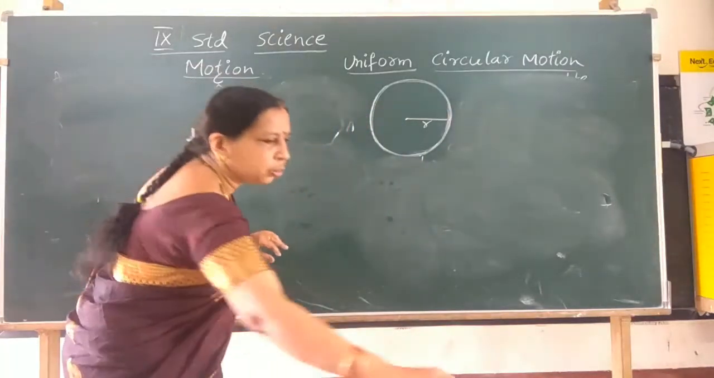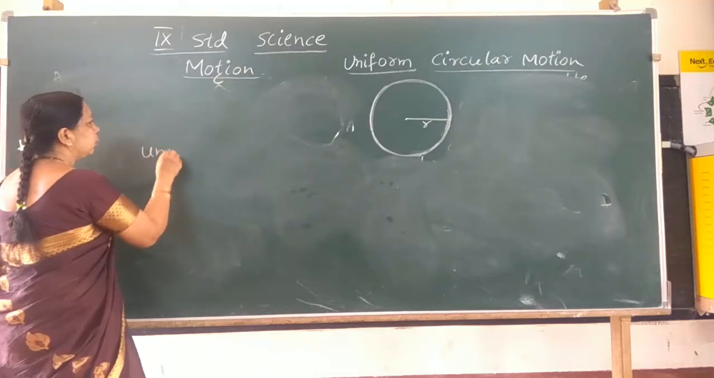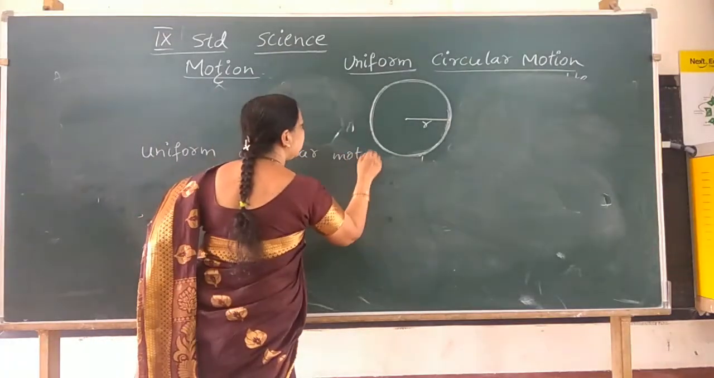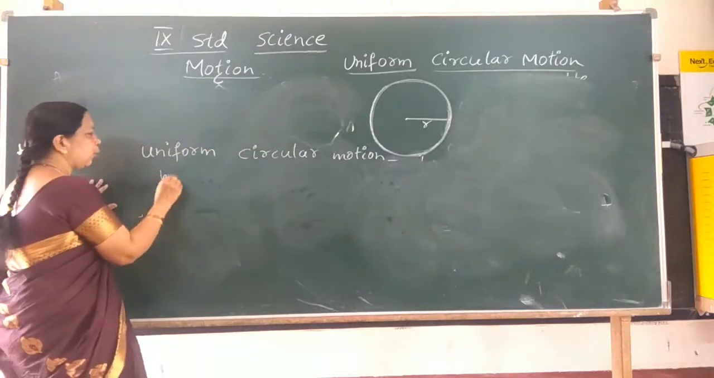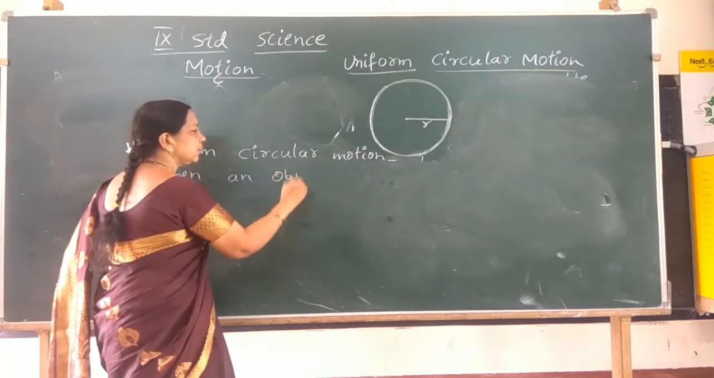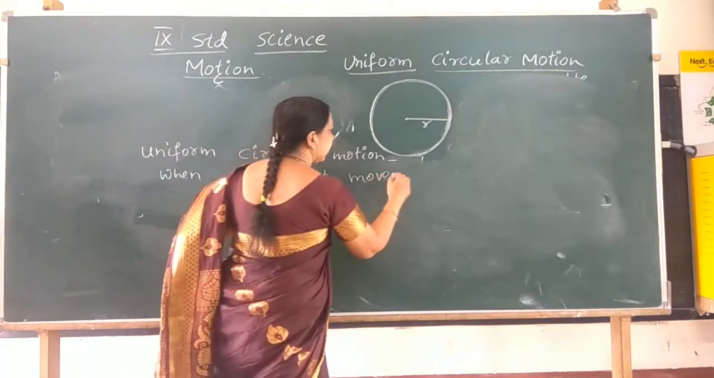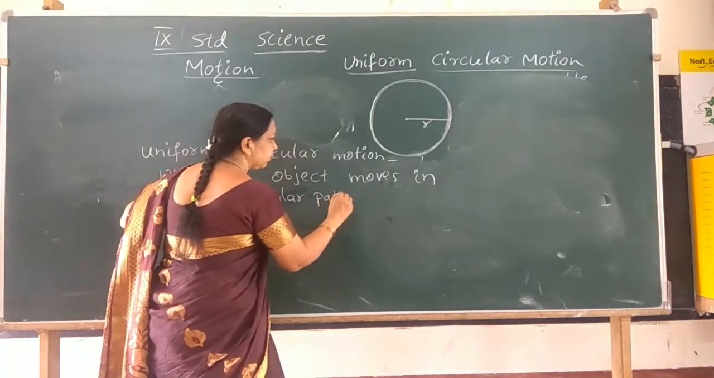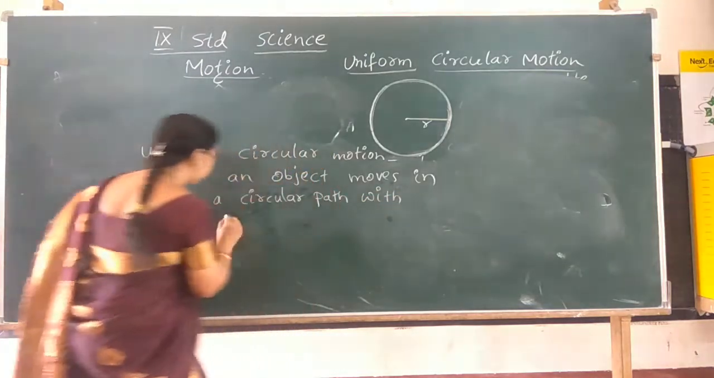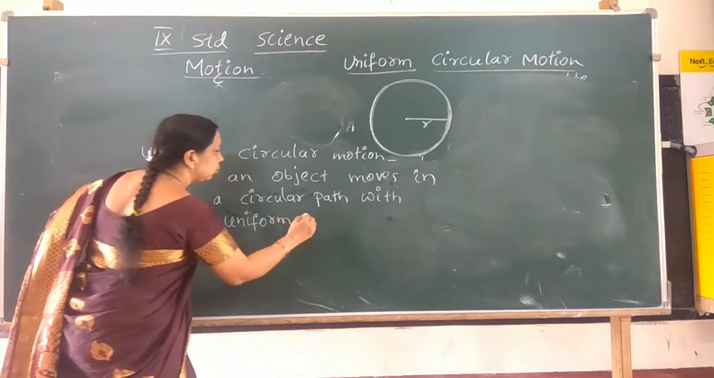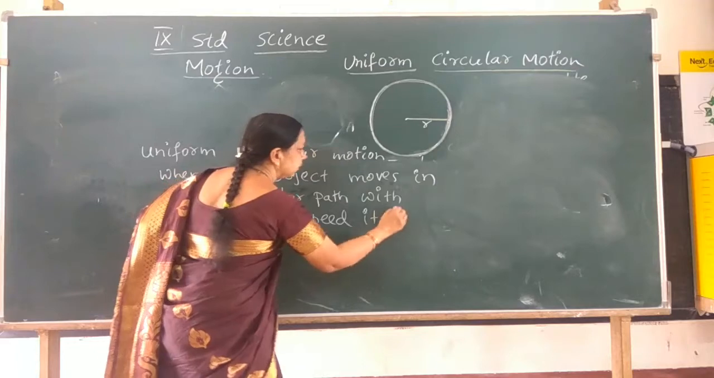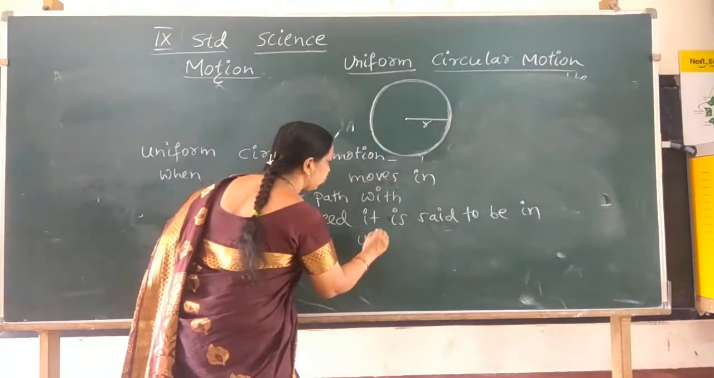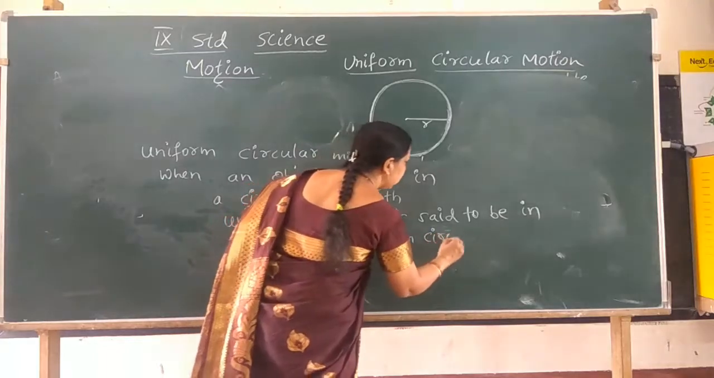So what do you mean by uniform circular motion? Important for the definition: when an object moves in a circular path with uniform speed, constant speed, it is said to be in uniform circular motion.